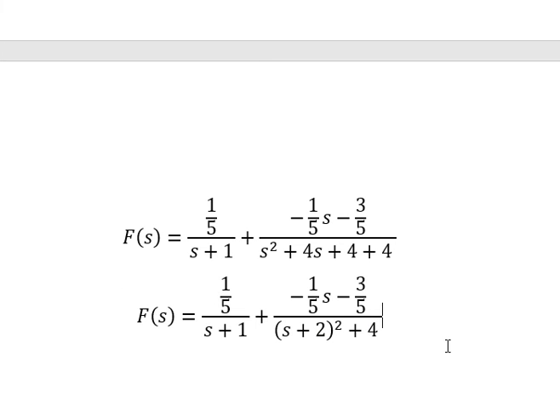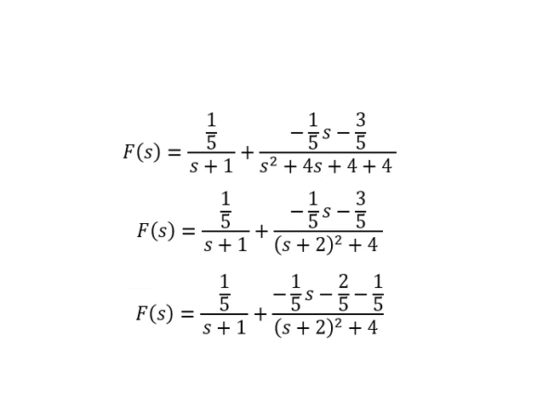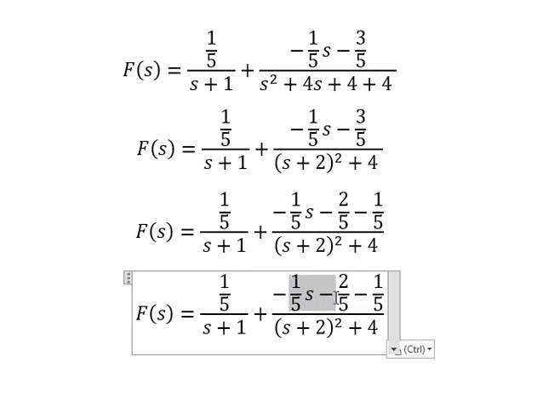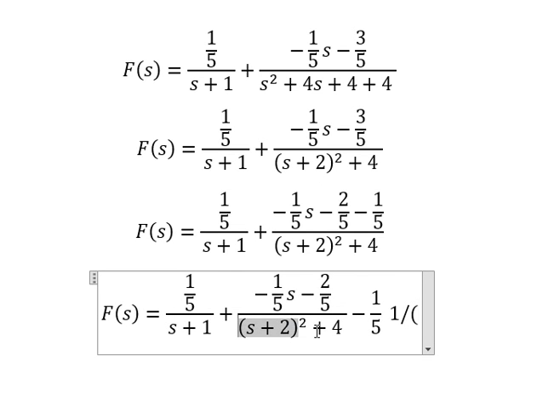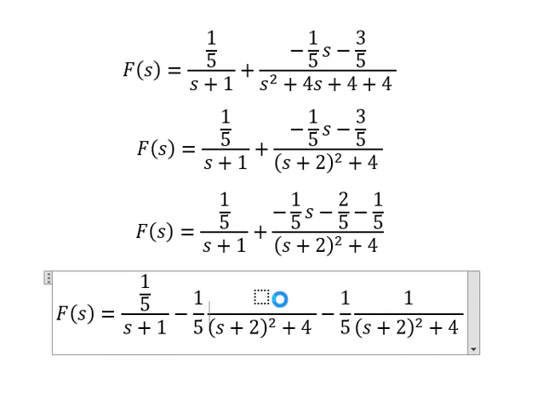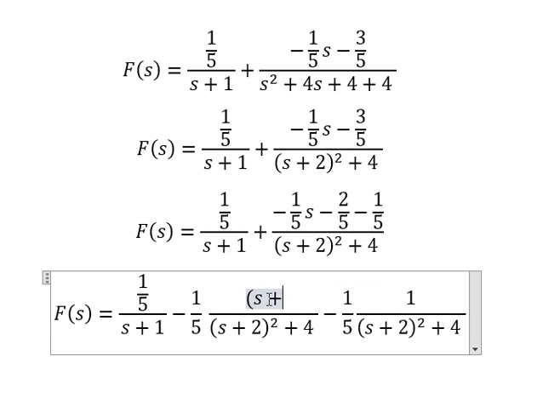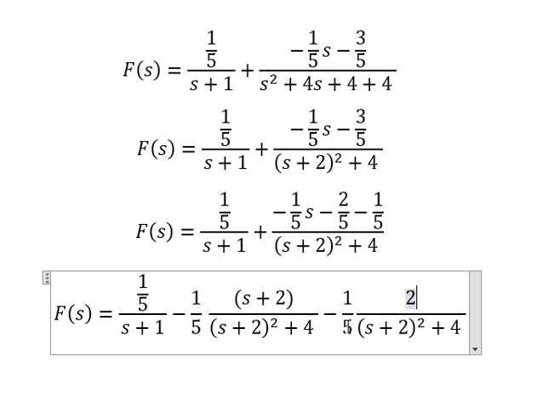Next, this one I can put as negative 2 over 5 and negative 1 over 5. Now we need to separate them in here. That should be like this. Next, we can do factorization by negative 1 over 5 in here. This one we multiply by number 2 on the numerator and the denominator.